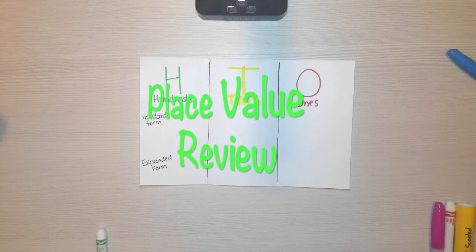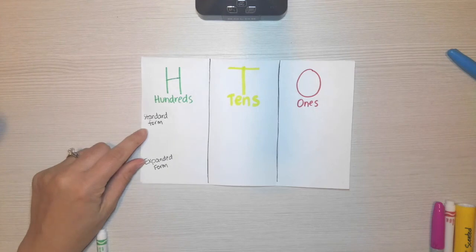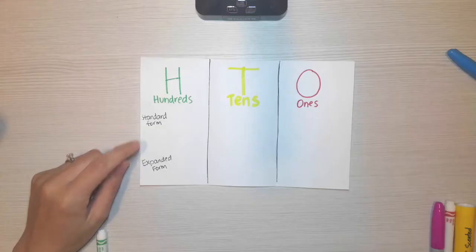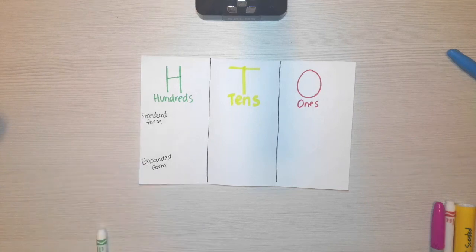Here's our place value chart. So if I want to remember, standard form is the boring old number. Standard form. And then we have expanded form, add all values. Expanded form, add all values.